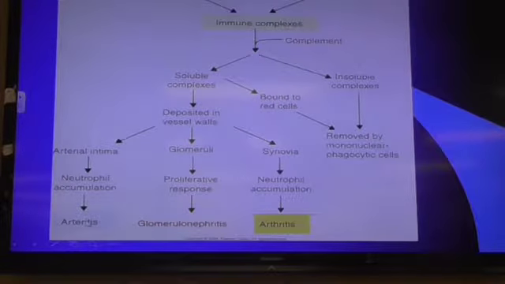Arteritis or vasculitis, meaning both the same, inflammation of the arteries. Glomerulonephritis, inflammation in the kidneys, and arthritis. A good example is rheumatoid arthritis. Okay, again remember, soluble complexes are the problem. These are not phagocytosed well, and they get deposited in the tissues.